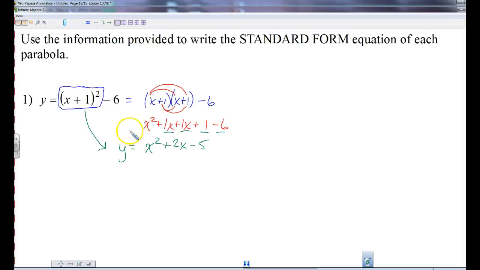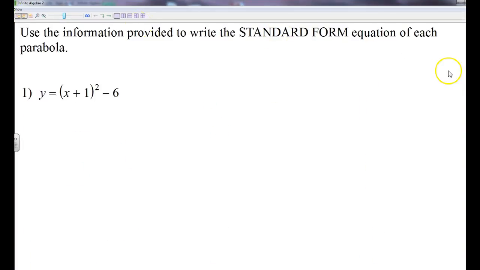If you need to stop, rewind, go back and watch again, please do so. But let's go on and look at some more examples. I've got 3 of these examples to go over with you. Alright, let's go here to example number 2.